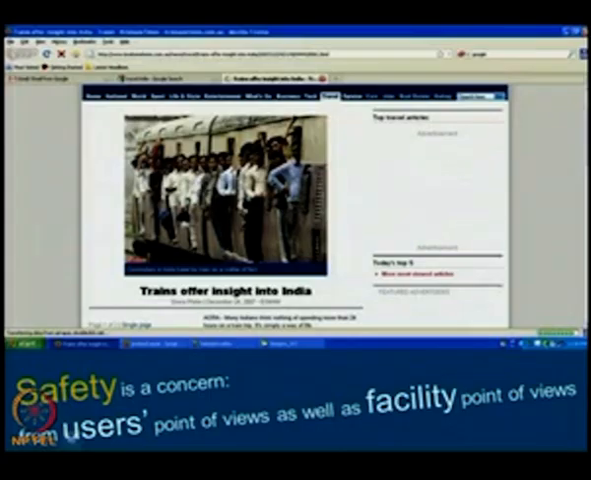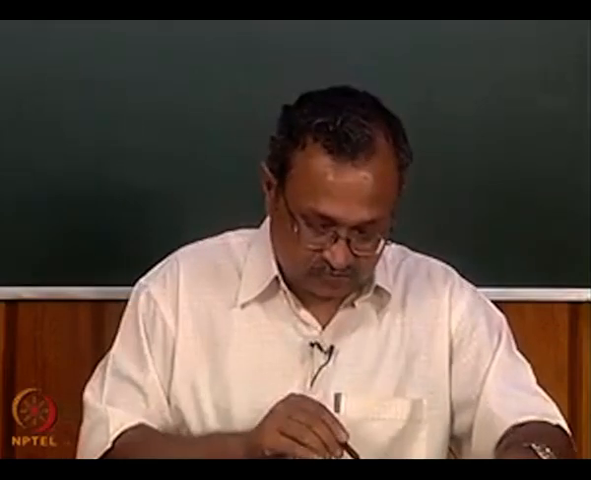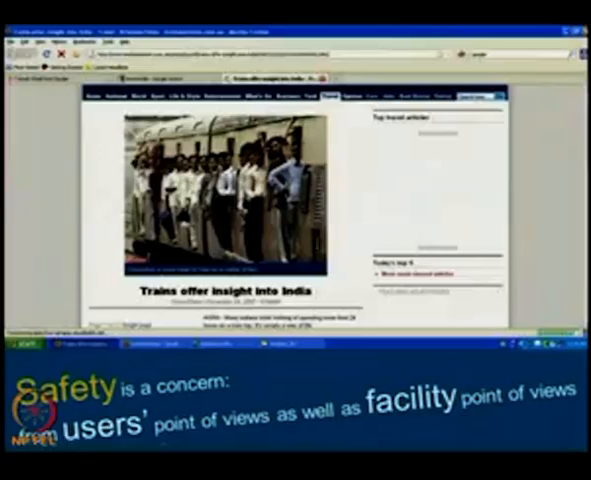Now, we need to discuss this matter or study this matter and apply this from the users' point of view as well as the facility point of view. And here the human information needs to be considered, and that is the application area of ergonomics.